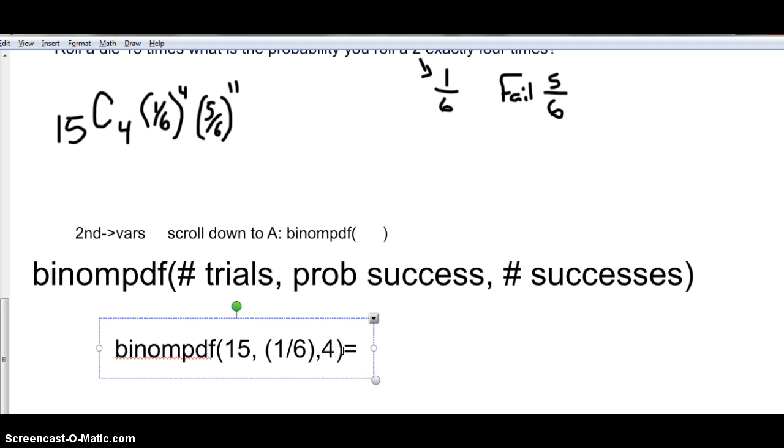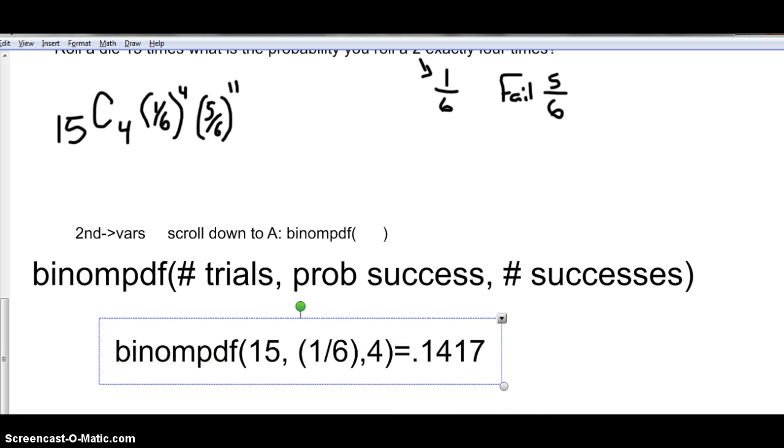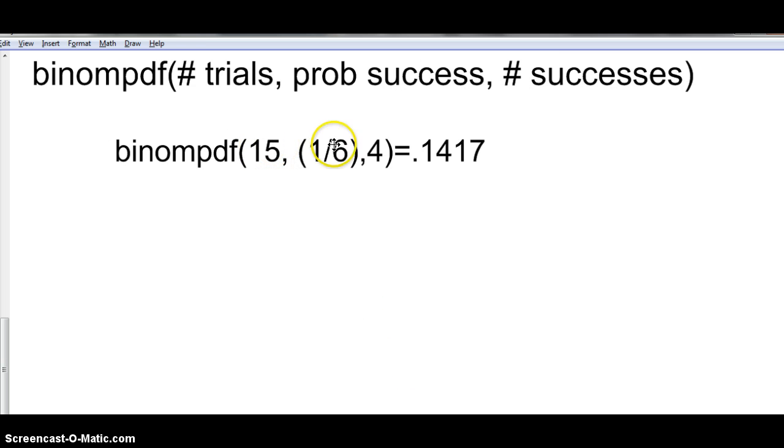But once you have that entered in, you can see that the probability is fairly easy to use. So number of trials, probability of success, and then the number of successes.